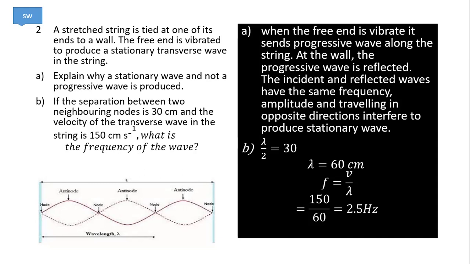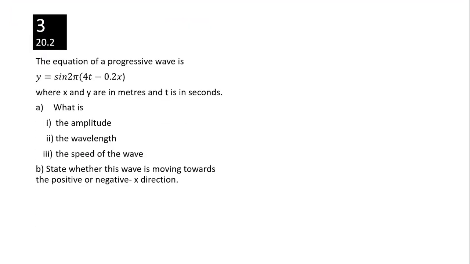Okay. Any comment? No? Let's go to number 3 then. The equation of a progressive wave is y equals sine 2 pi (4t minus 0.2x). x and y are in meters, t in seconds. What's the amplitude?